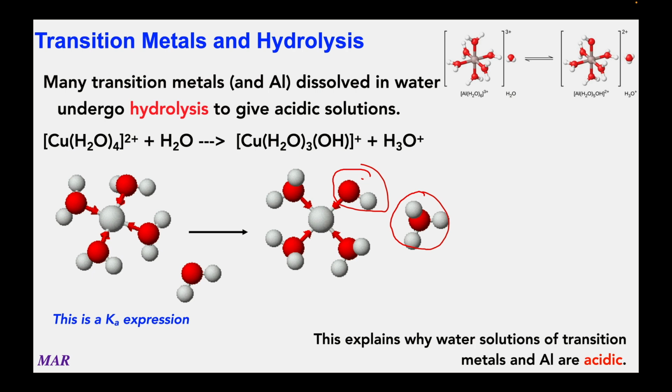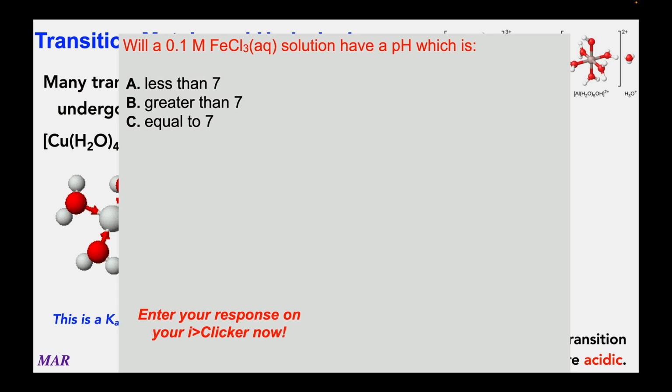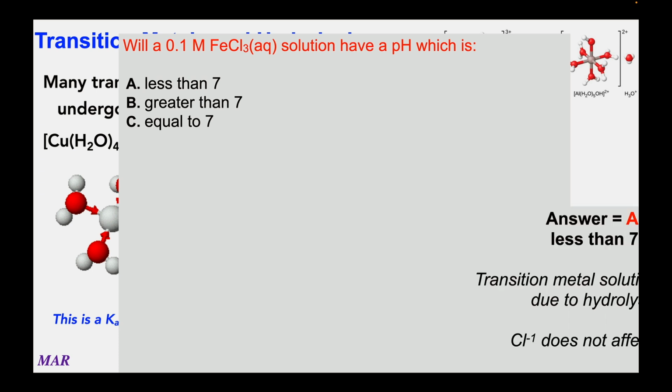You can actually find Ka values. Not all of these will be in our table, but you can find Kas, and if you have a Ka, it's very likely to be acidic. Will a 0.1 molar iron 3 chloride solution have a pH which is acidic, basic, or neutral? Well, big surprise, iron is a transition metal, and iron will have a pH which is acidic. That's going to give you a pH less than 7.